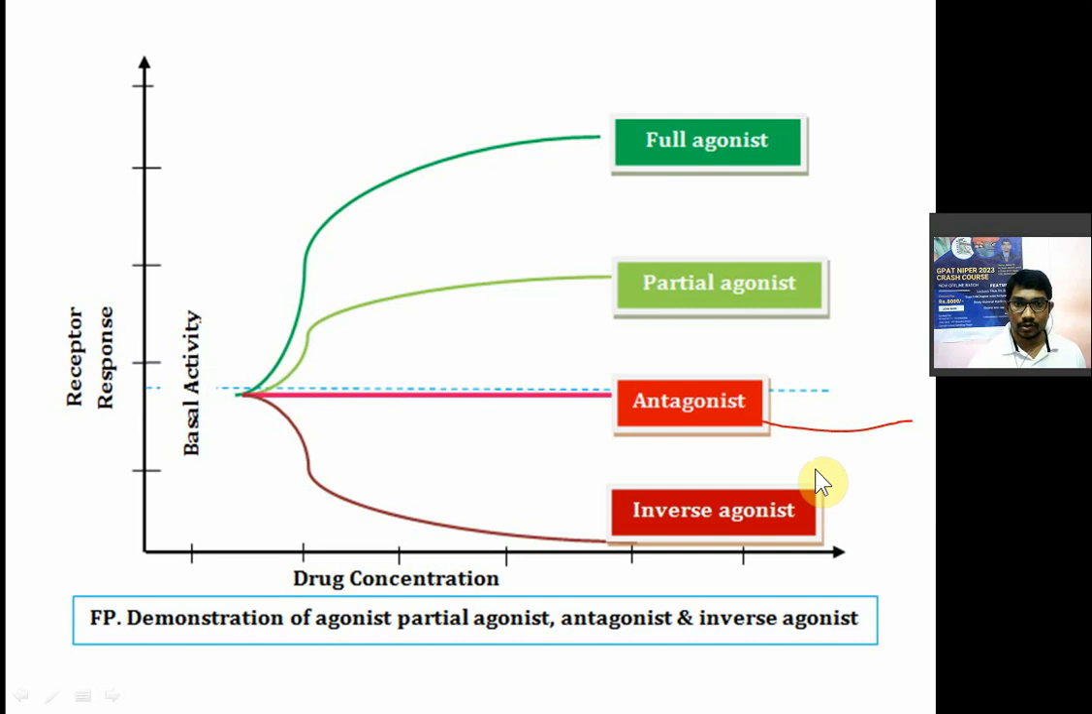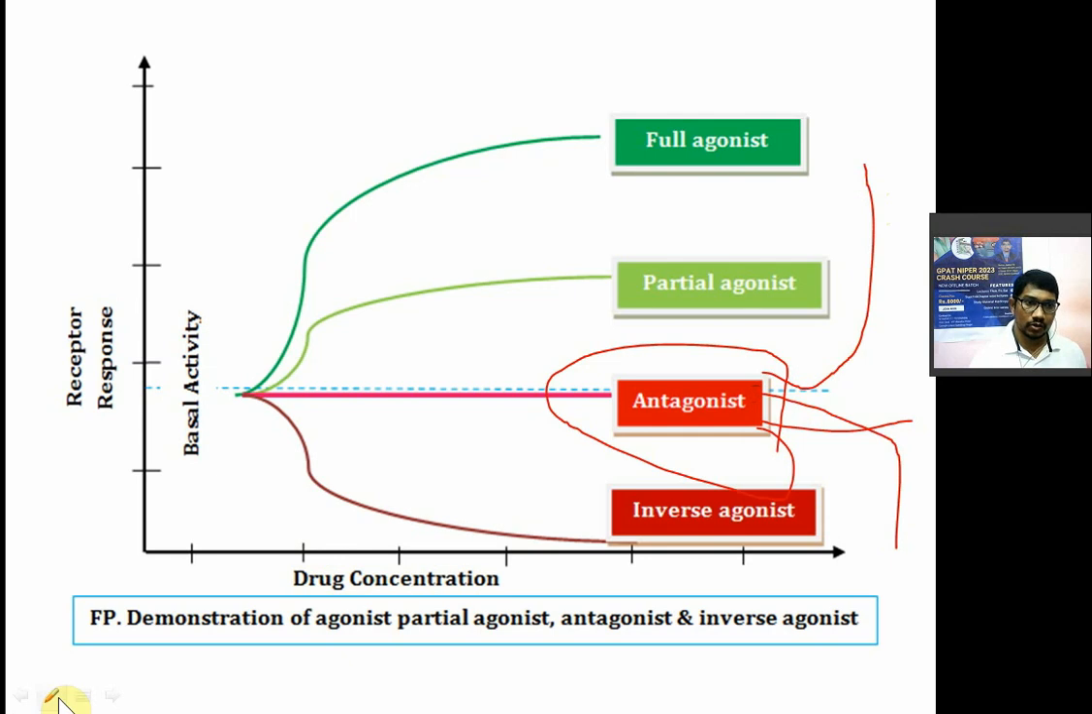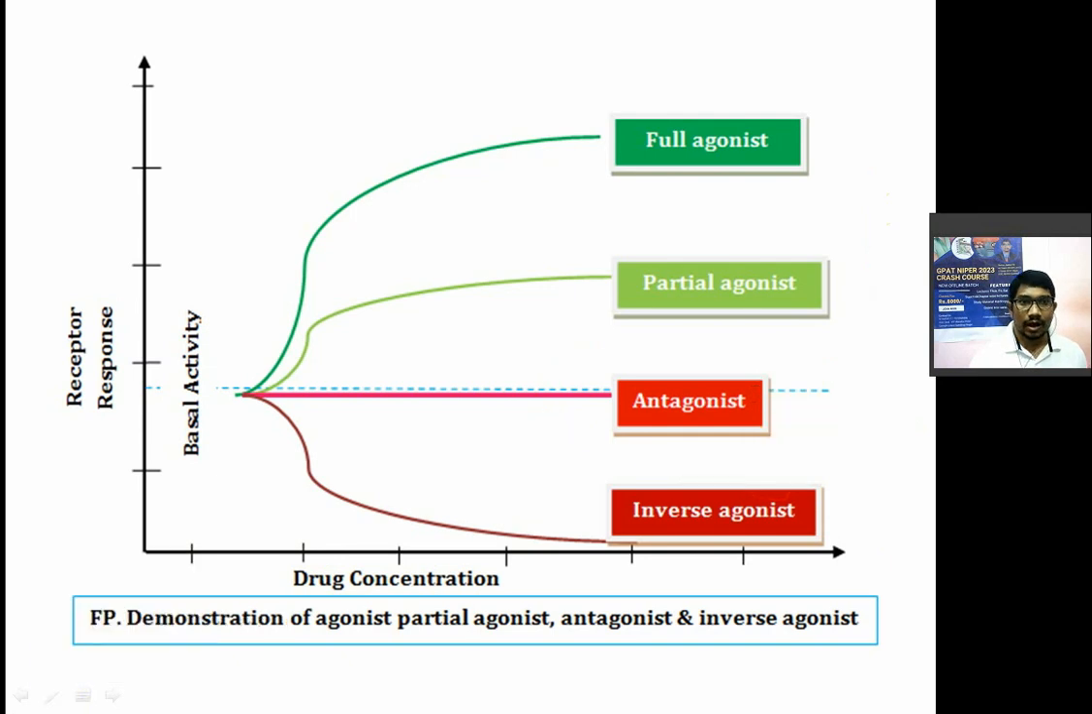So the antagonist will block the receptor, will also combine with the receptor, but will not produce either stimulation or depression. So it will cause only blockage of the receptor. This antagonist will block the receptor only. Is that clear or not?